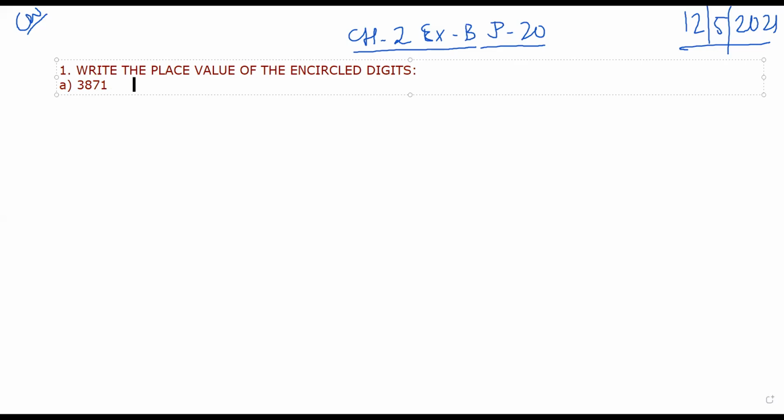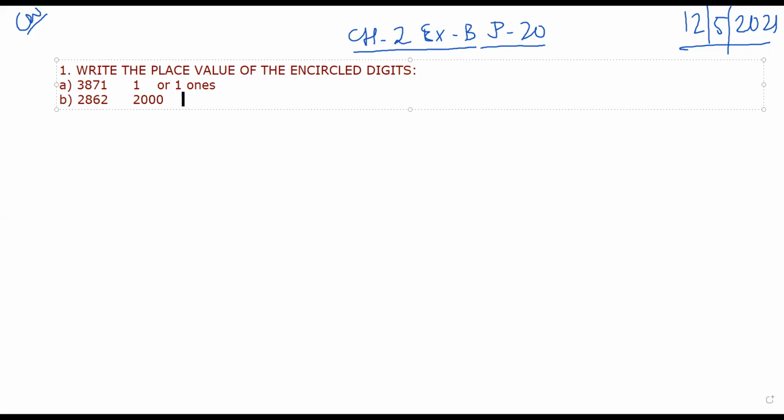So after giving some space, we will write 1's place value is what? 1. After giving space, we will write 1, 1. Like this way, we will solve. So B sum will be like what? B sum will be like 2862. So here what do you have to take out? 2000.